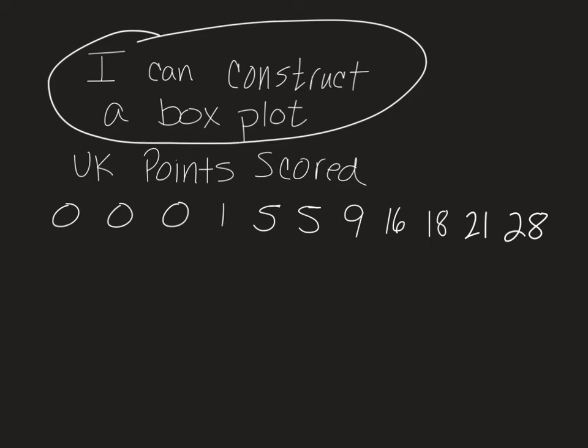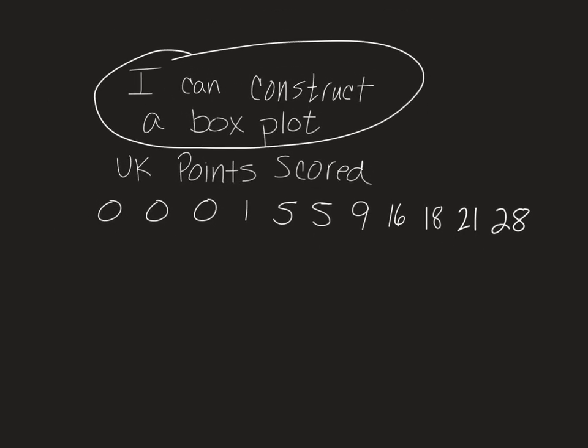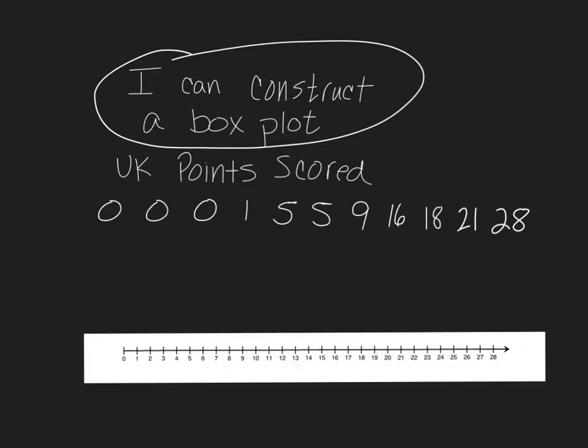Now that we've walked through the process of finding quartiles, I'm going to show you how to turn quartiles into the main pieces of a box plot. And once again, we're going to use our scores by individual students at the University of Kentucky. The very first step whenever you're making a box plot is that you need to draw a number line, and the number line needs to be large enough to go from the smallest number to the largest number. So now, as you can see, I've got myself a number line that goes from 0 to 28.